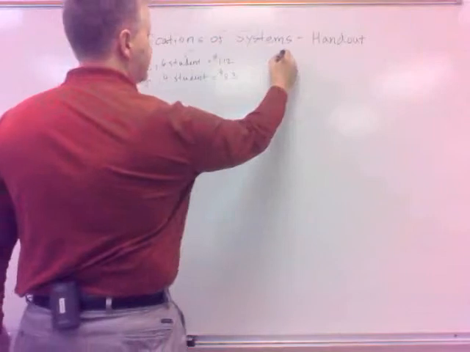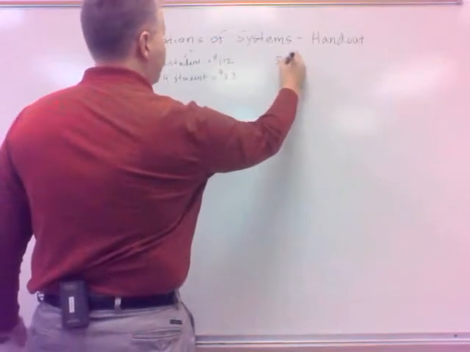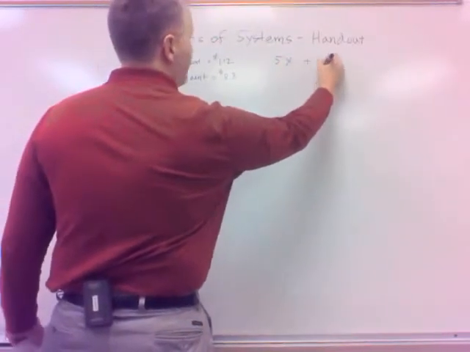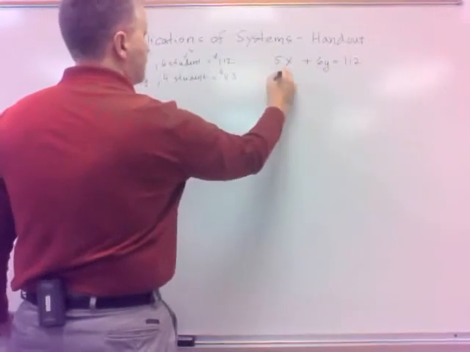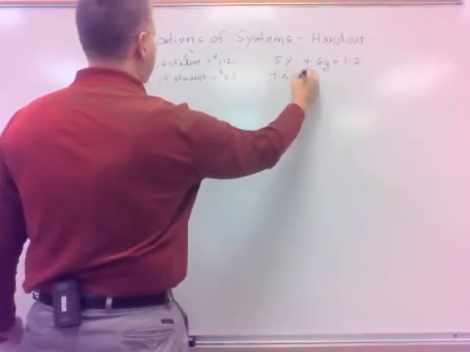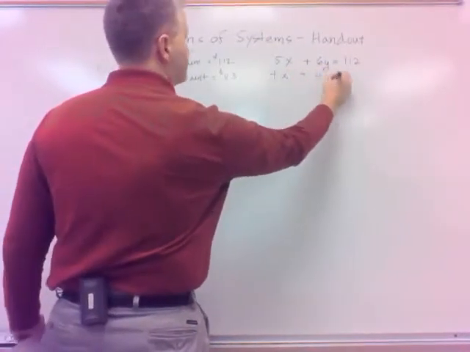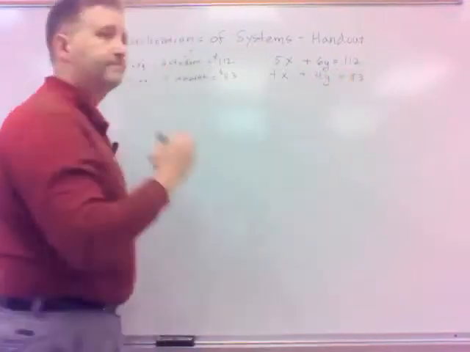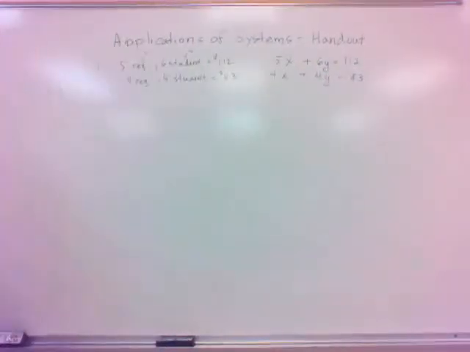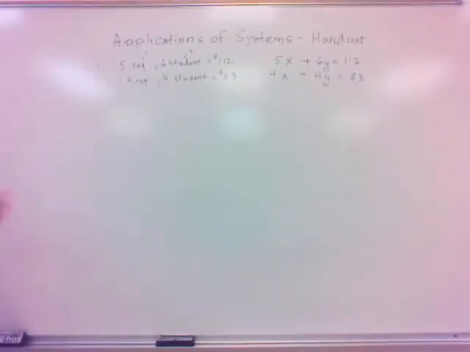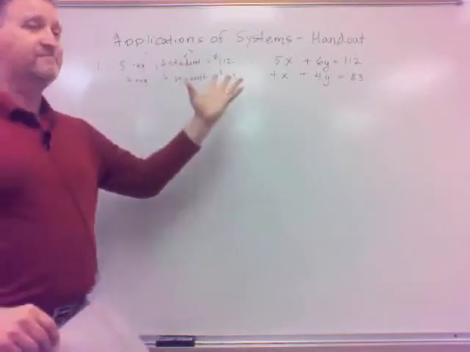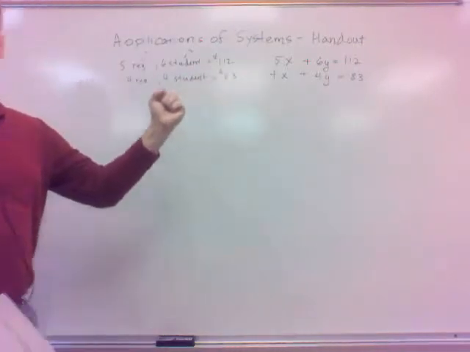So if X is our regular price and Y is the student price, then the top equation would be 5X plus 6Y, right? And that equals 112. And then on the second one, we've got 4X plus 4Y equals 83. Make sense? Just multiply the number of tickets by the price in each case, add them together, and you get the total price.